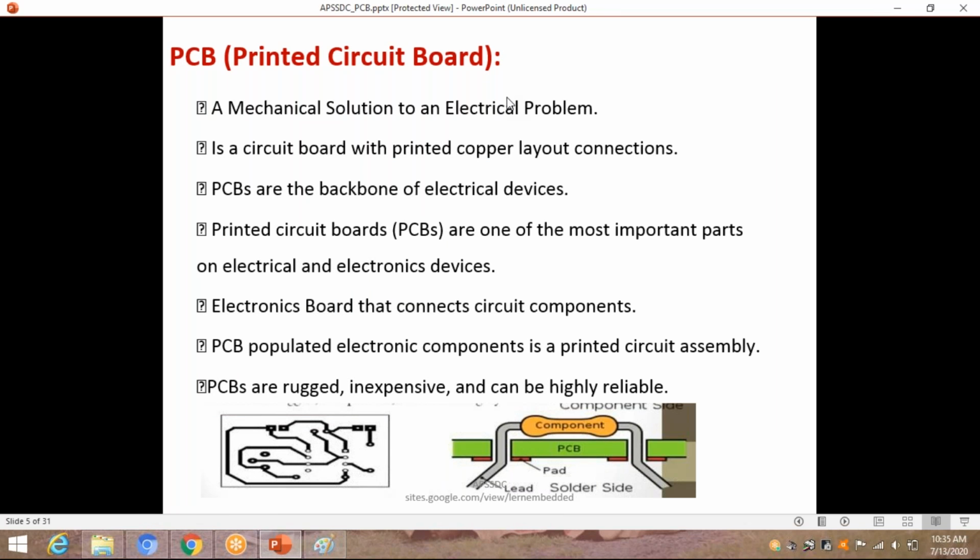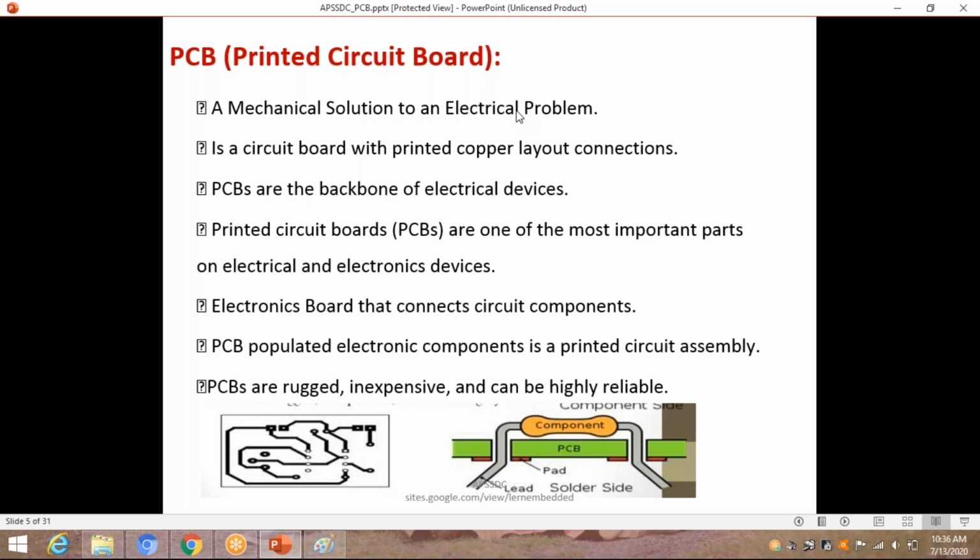Can we connect? No, sir. The motherboard connections become more complex. While complex, that is the meaning of this point: a mechanical solution to an electrical problem.